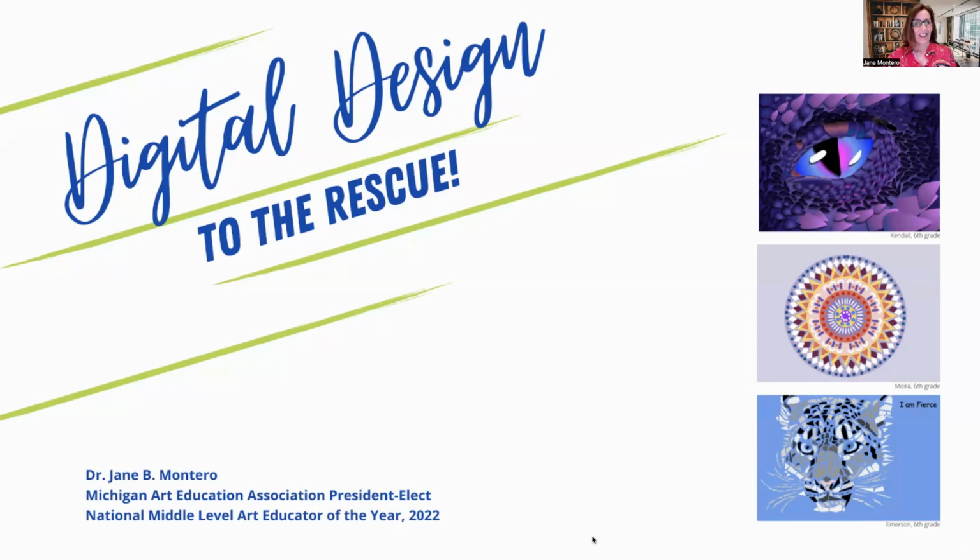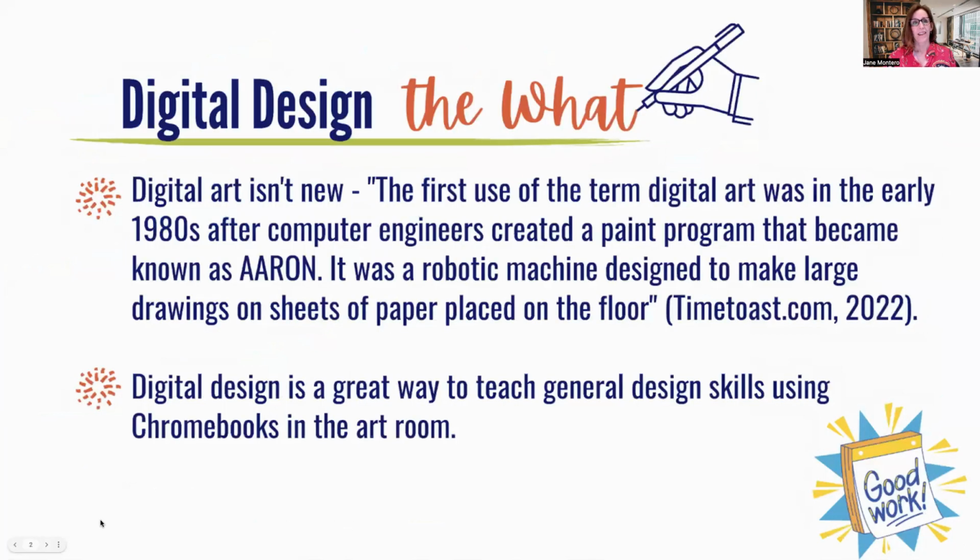I'm going to go ahead and get started and give you a little bit of background information before we begin. So, digital design, we all know technology, but how did it get started? Well, it's not new. And in fact, from timetoast.com, they have a timeline that stated the first use of the term digital art was in the early 1980s, after computer engineers created a paint program that became known as Aaron. It was a robotic machine designed to make large drawings on sheets of paper placed on the floor.